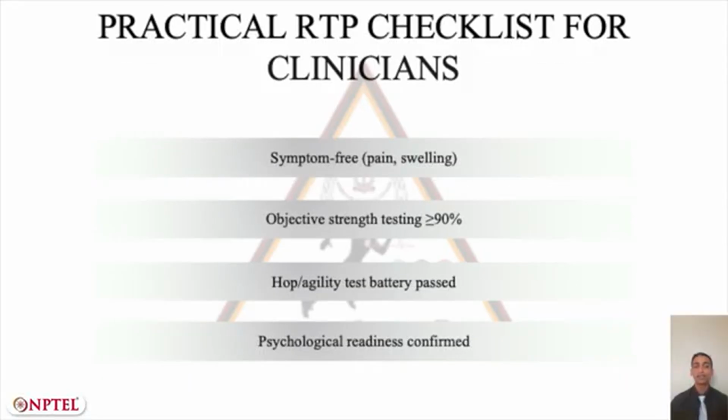In practice, clearance requires multiple checkmarks. Lack of symptoms like no pain or swelling, good objective scores like more than 90 to 95% strength symmetry, passing hop or agility battery of tests, psychological readiness confirmation after questionnaire-based test, and surgeon, physician and the support team joint consensus. This integrated checklist ensures a safe and successful return to sport.